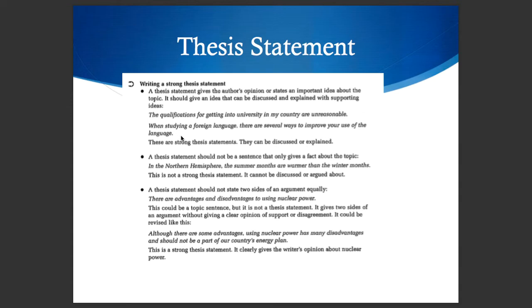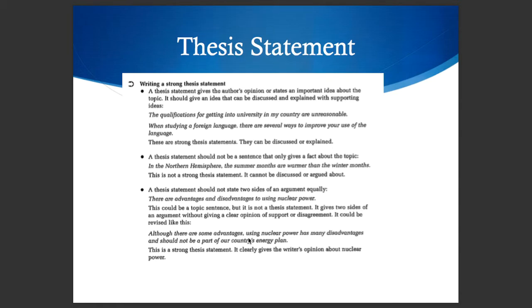So then you make it more general instead of very focused and factual. Okay, and then there also, for example, there are advantages and disadvantages to using nuclear power. Okay, benefit and loss. This could be a topic sentence, but not a thesis statement because it gives two sides of argument without a clear opinion. So there is no opinion. So which one is good? This one.